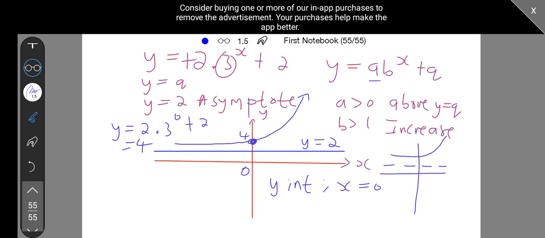So you must know that if a is positive, your graph will always be above the asymptote. But if a is negative, your graph will be below the asymptote. And if b is more than 1, while a is positive, the graph is increasing above the asymptote. And if b is between 0 and 1, while a is positive, the graph is decreasing above the asymptote. And vice versa when a is less than 0, the graph is below the asymptote. So if a is negative while b is more than 1, the graph is decreasing below the asymptote. But if a is negative while b is between 0 and 1, your graph is increasing below the asymptote.